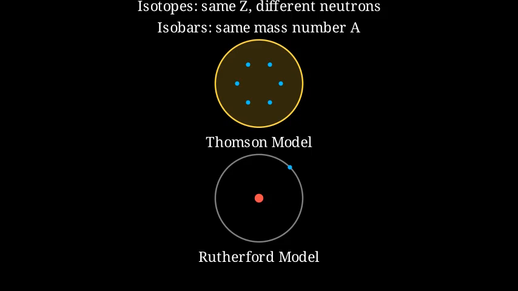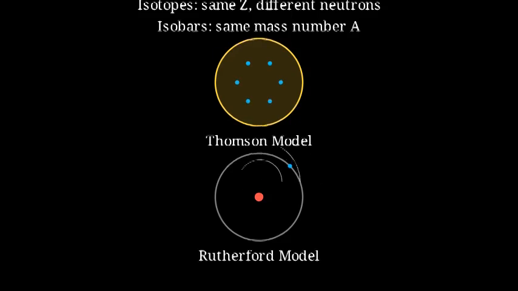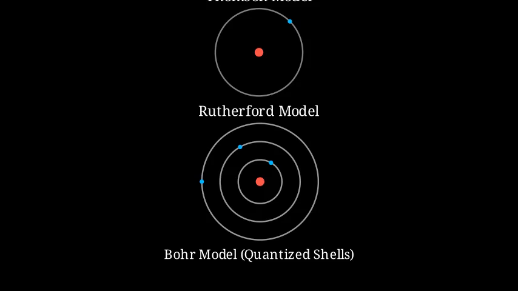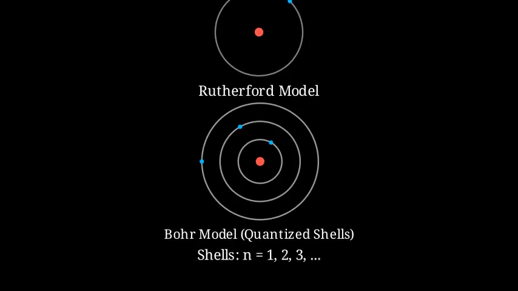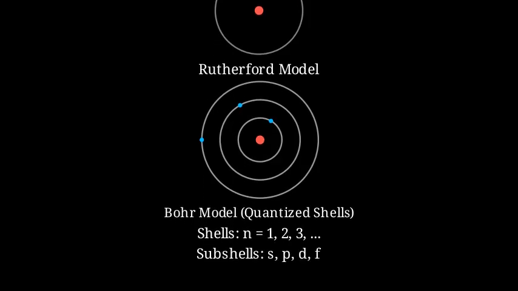Bohr fixed this by proposing quantized orbits. Electrons can only exist in specific shells, reducing energy loss. However, it only worked well for hydrogen-like atoms. In the quantum model, shells are labeled by the principal quantum number. Each shell contains subshells called s, p, d, and f.